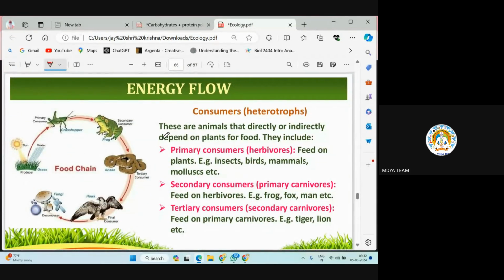Next is consumers or heterotrophs. Consumers or heterotrophs are animals that directly or indirectly depend on plants for food. First, there will be primary consumers, herbivores. So herbivores are animals. Okay, just a minute.